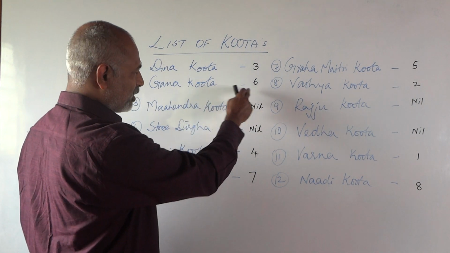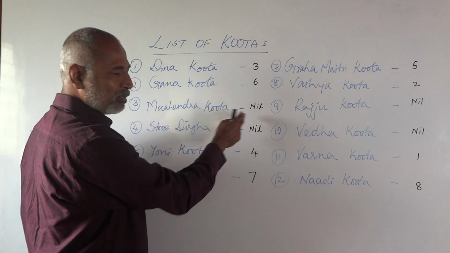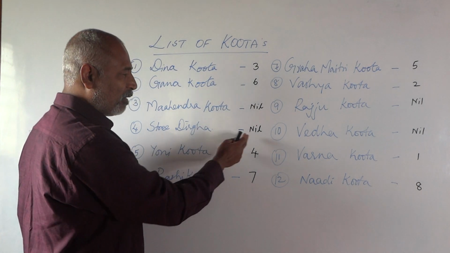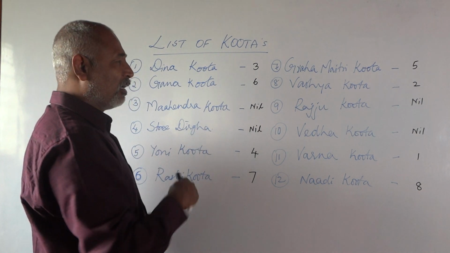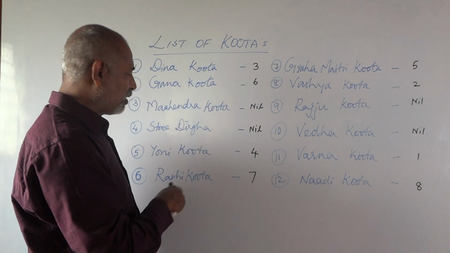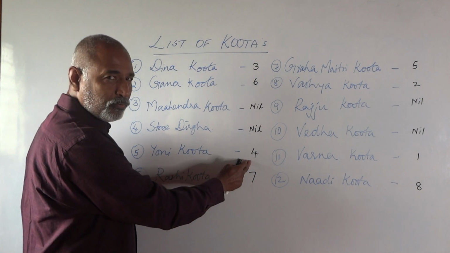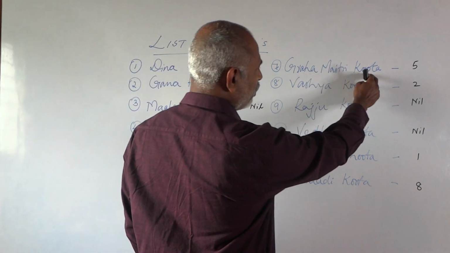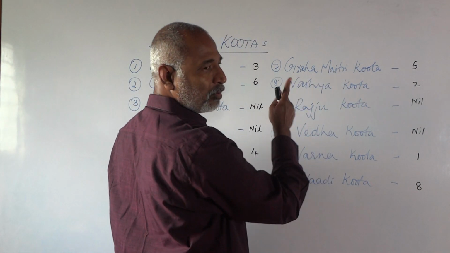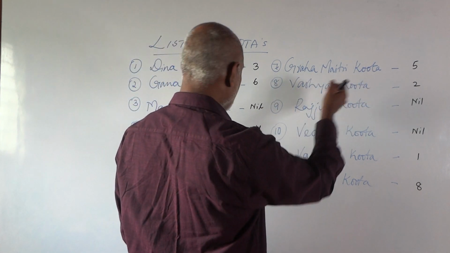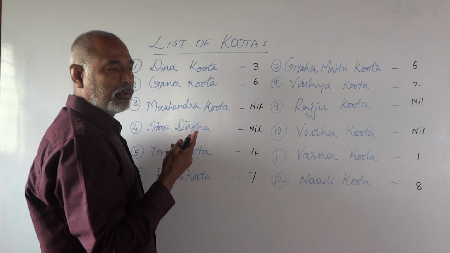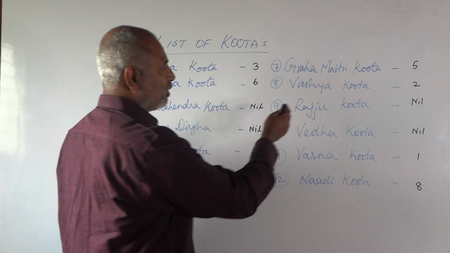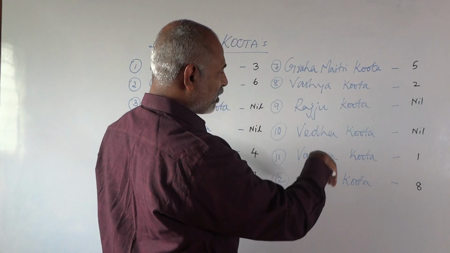Gana Koota gets 6. Mahendra Koota, nothing. It is only to understand whether it agrees or disagrees. Same thing with Sthri Dirgha. These both have a lot of relevance. Every Koota has relevance, and that is why it is there in the list. Yoni Koota 4 points. Rashi Koota 7. Graha Maitri means planetary friendship. Yoni means the physical compatibility. Rashi Koota is the compatibility between signs. Vashya Koota, I will explain everything in detail.